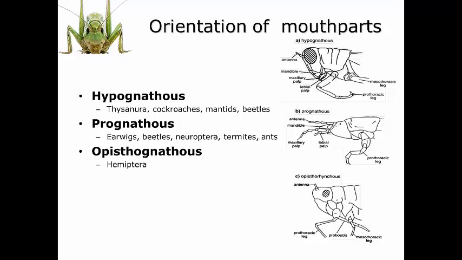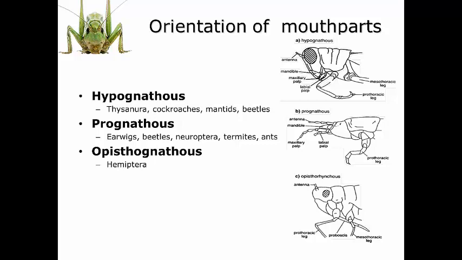It's found in a lot of plant feeders, a lot of generalist feeders like thrips or Thysanura, the cockroaches, the mantids, and plant-eating beetles. So you can expect the insects with this hypognathous type of mouthpart orientation to be feeding on something that isn't going to try to run away or fly away. You can stand on it and you can feed on it.